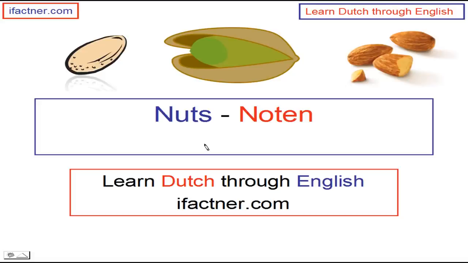Hey guys and girls, welcome to the Learn Dutch Through English lesson series by ifactner.com. In this lesson, we are going to learn how we call different types of nuts in Dutch. Nuts are called noten in Dutch. N-O-T-E-N, noten. Let's start our lesson.